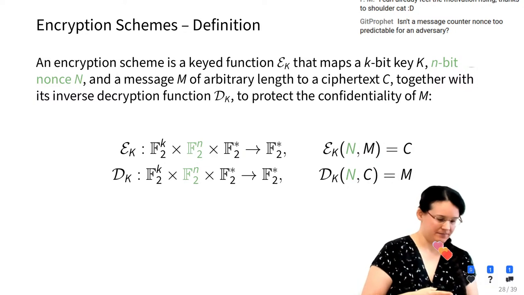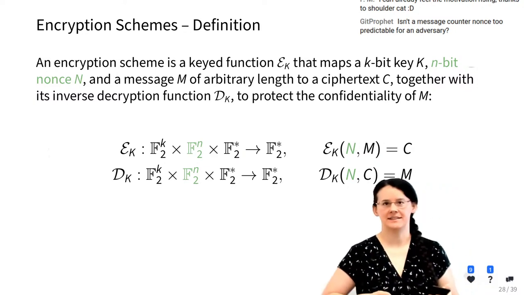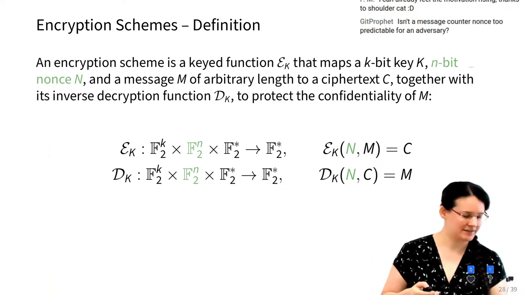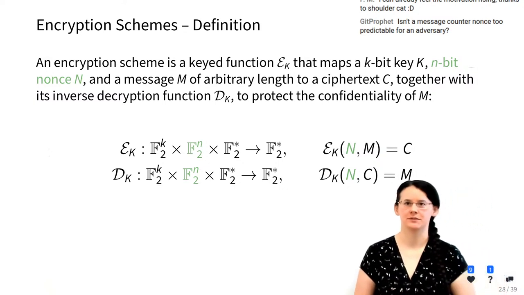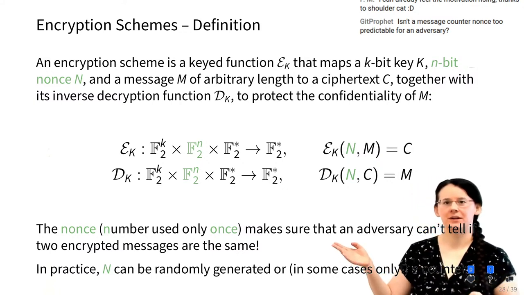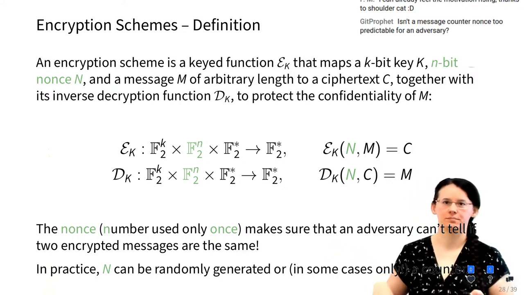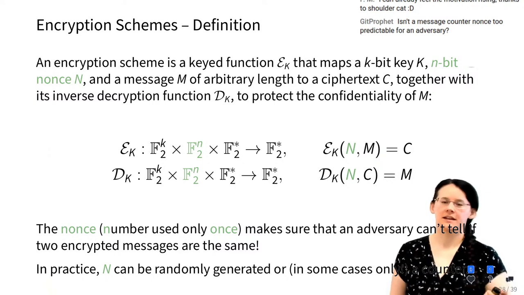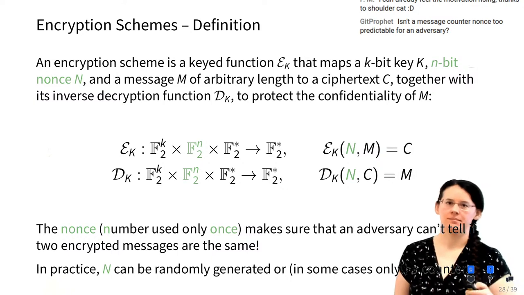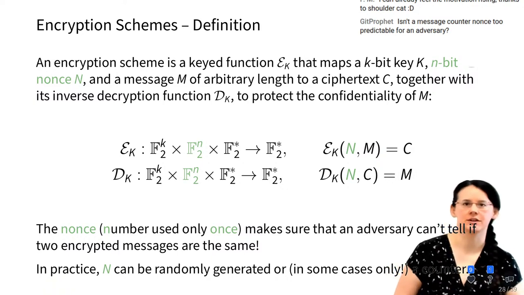Okay, back to the slides then. So this is the interface that we are heading for with encryption schemes. Below here, I'm just repeating what I said about the nonce, that it cannot be repeated. So let's have a look at how you actually use it and which parts Bob and Alice actually send to each other.